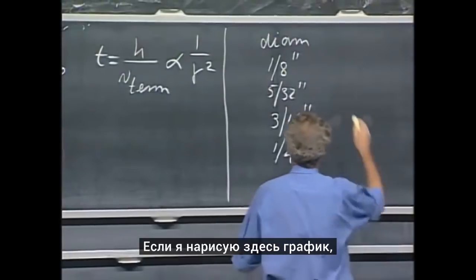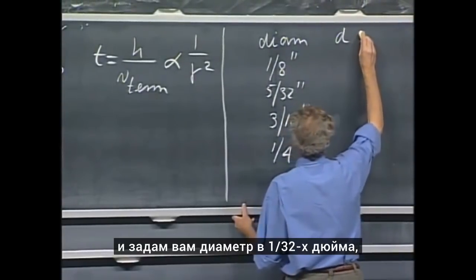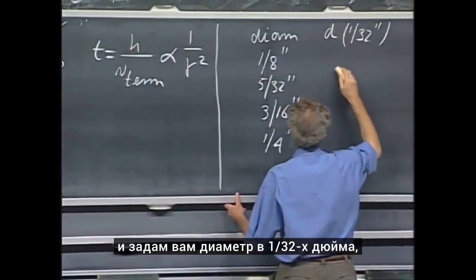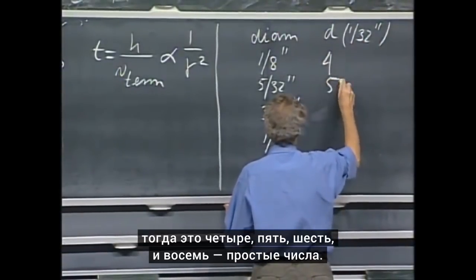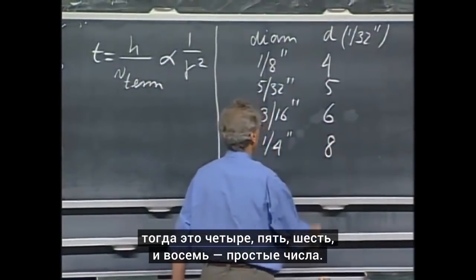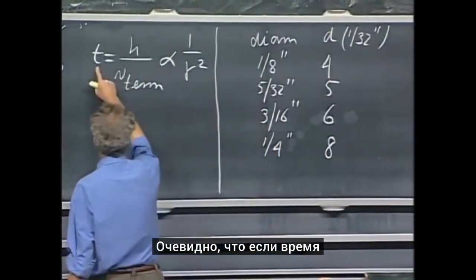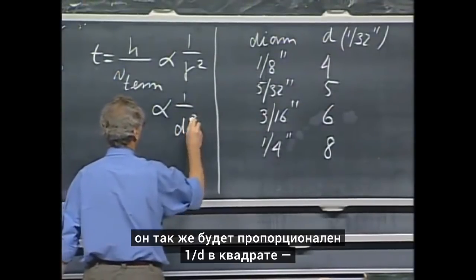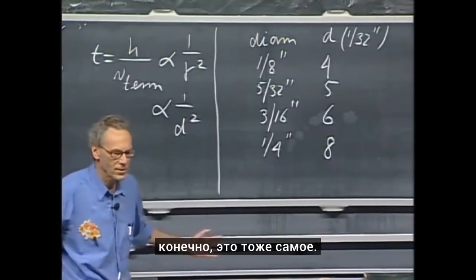If I give you here the diameter in terms of 1/32 of an inch, then this is 4, 5, 6, and 8. Easy numbers. Clearly, if the time that it takes is proportional to 1 over r squared, it will also be proportional to 1 over d squared. Of course, that's the same.